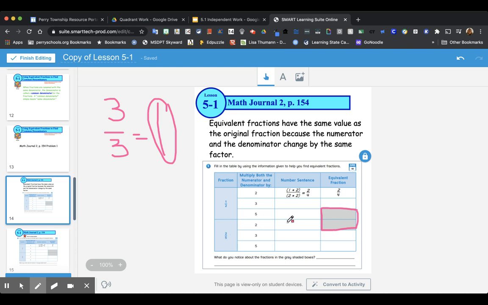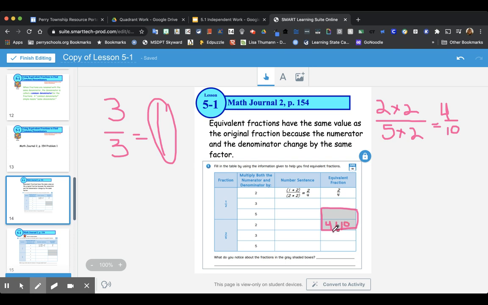So 2/5 times 2 over 2. I'm going to do my work over here because this spot is too small for us. So I'm going to do 2/5. And notice I'm just going to, on the top, write 2 times 2, and on the bottom, it's going to be 5 times 2. And I know 2 times 2 is 4, and 5 times 2 is 10. So my new fraction right here, that's going to go right here, is going to be 4/10.